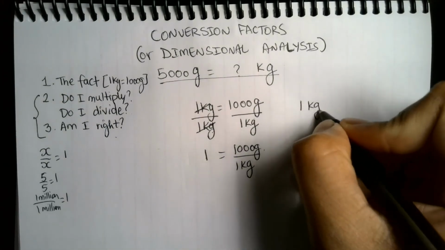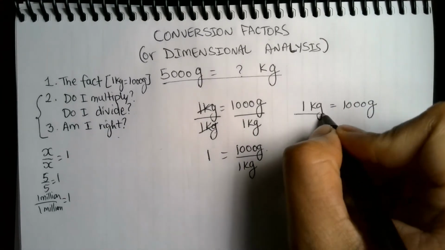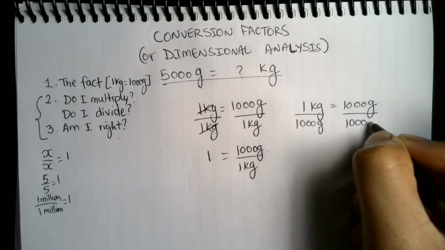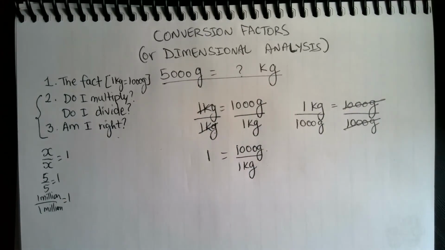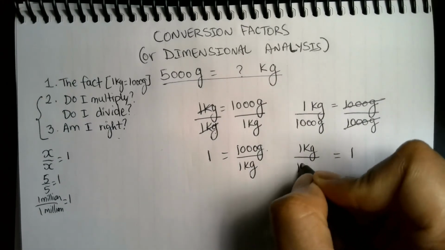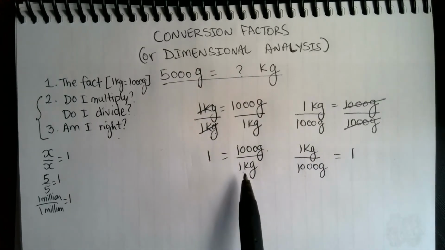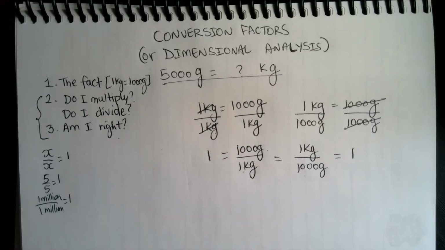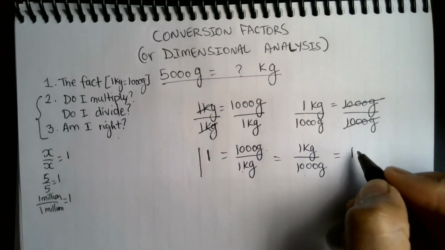If we again start with that fact, 1 kilogram equals 1,000 grams, I can also divide both sides by 1,000 grams. And now the right side cancels out. So 1 kilogram over 1,000 grams is equal to 1. You see how these two are reciprocals of each other? And both of them are equal to 1. So they are also equal to each other. But what we are looking for is this 1 here.